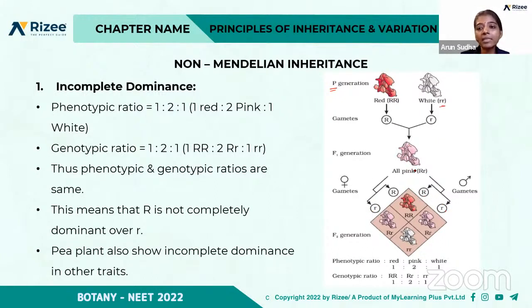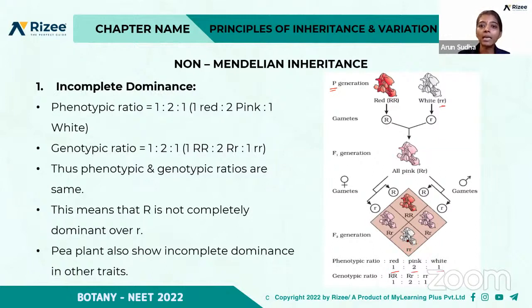And when the product of the F1 generation, this heterozygous Rr, is crossed with the other pink flower, we can draw it in the form of a Punnett square, and you can find out that it is obtained in the ratio of 1:2:1. So the phenotypic ratio is 1 red, 2 pink and 1 white. And even the genotypic ratio is the same, that is 1:2:1.